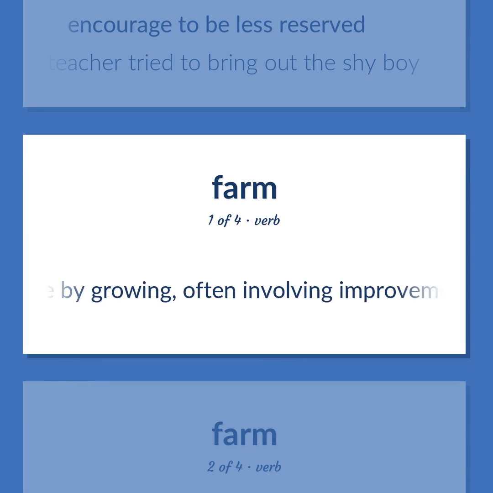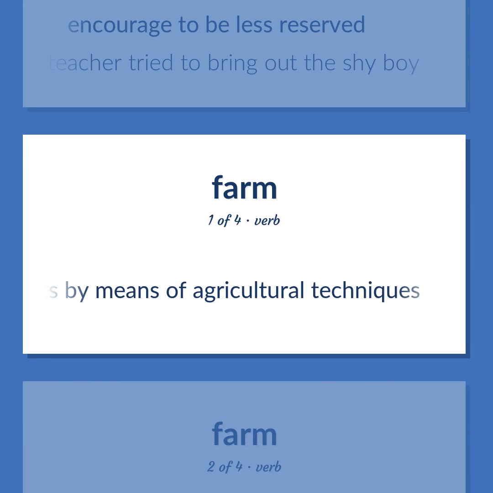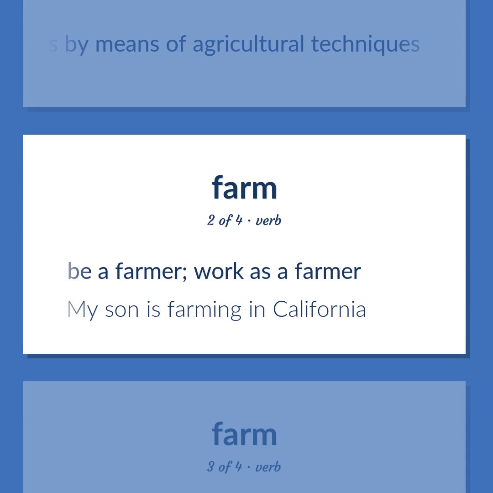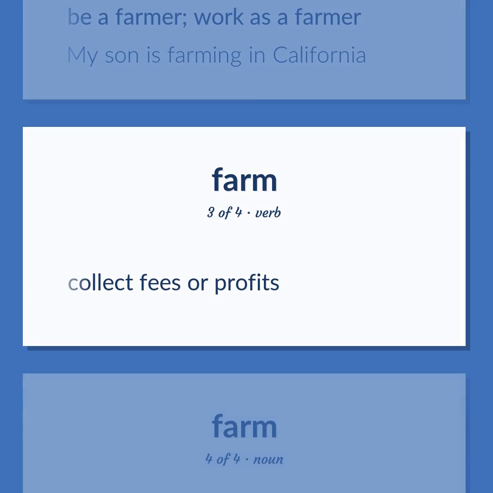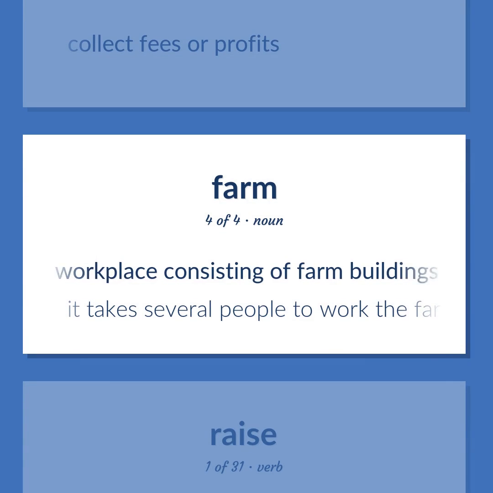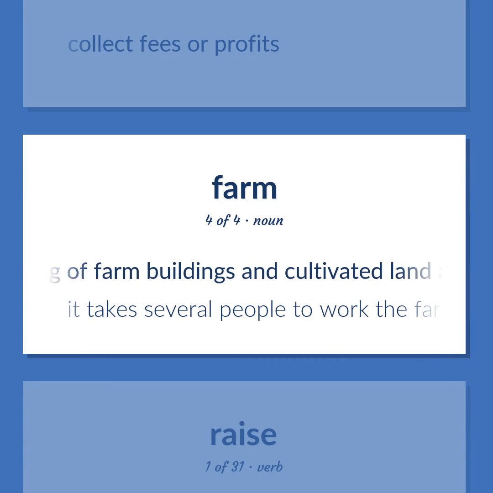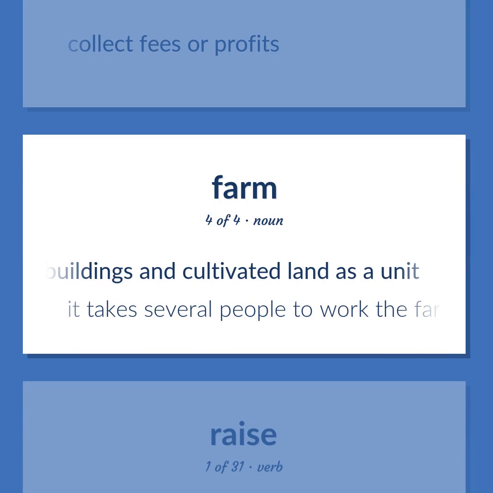Cultivate by growing, often involving improvements by means of agricultural techniques. Be a farmer. Work as a farmer. My son is farming in California. Collect fees or profits. Workplace consisting of farm buildings and cultivated land as a unit. It takes several people to work the farm.